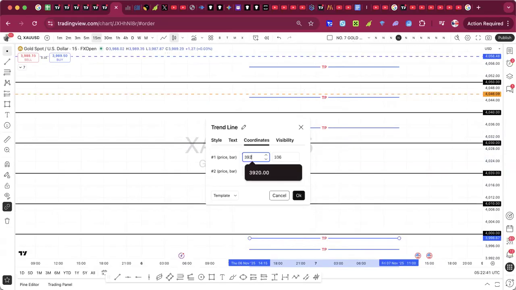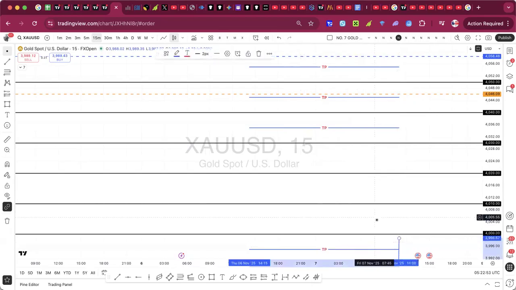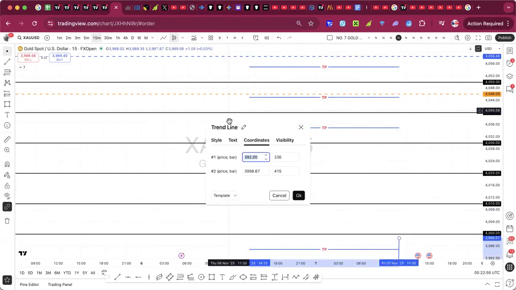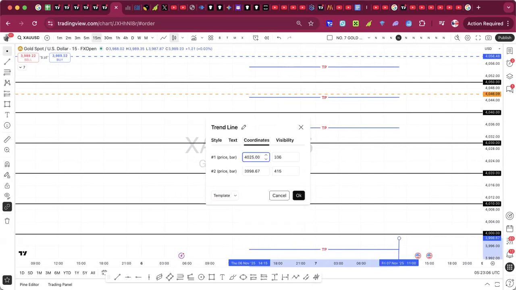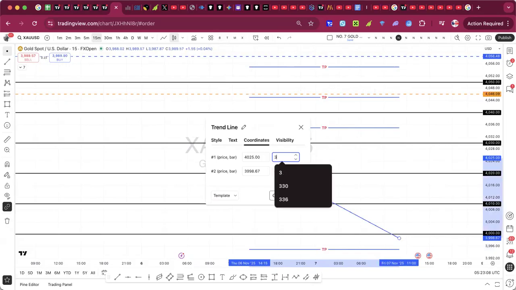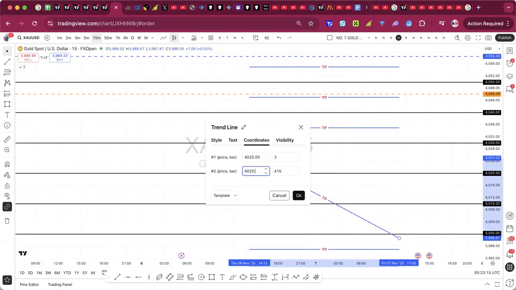Oh, so we're in another place now. You understand what is happening? Now we have to change the figure to 4. Four zero 25.00. You understand? 4025.00.